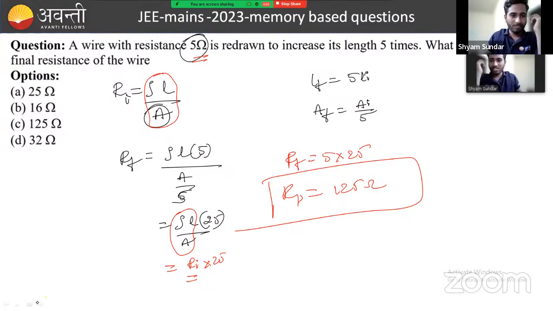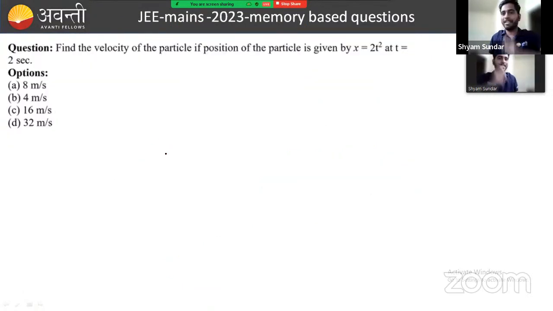Next question. Here it's the next question. Find the velocity of a particle if the position of the particle is x equals 2t squared at time t equals 2 seconds. Look at this side. Here they mentioned 2 seconds. I will write this one here. No need to worry about it. They're asking for the velocity.